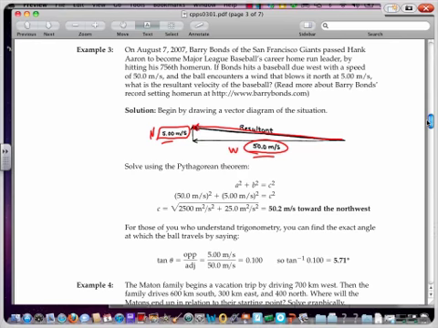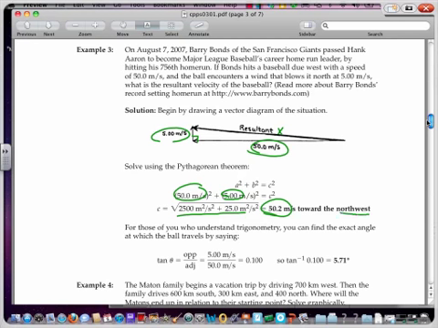Well, think about this. What have you got here? You've got 2 parts of a right triangle. So you've got a right triangle, and 2 sides. You can certainly figure out the third one. That's just Pythagorean theorem. A squared plus b squared equals c squared. So plug in your numbers. 50, 5, square them. Take the square root of all that. You end up with 50.2, and it would be moving northwest.